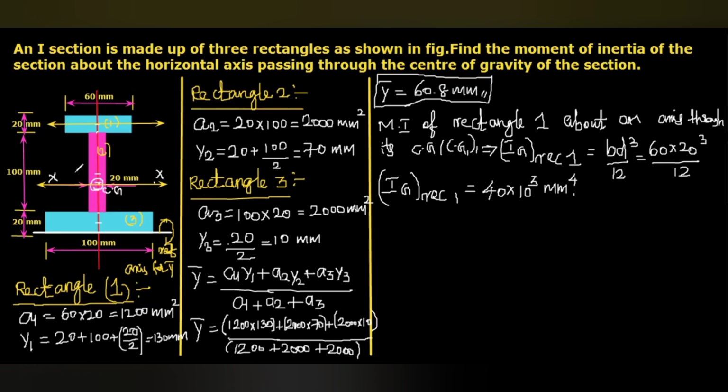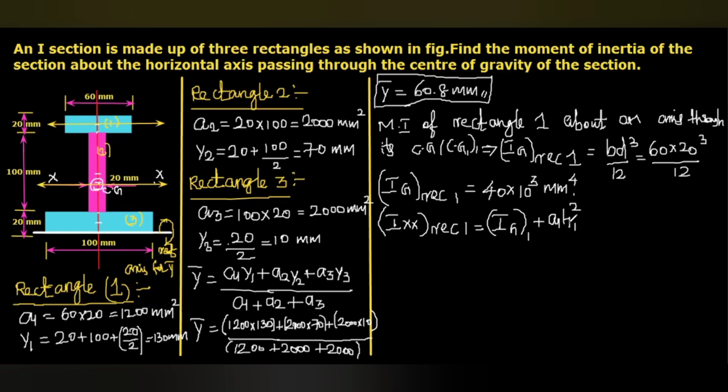As per the parallel axis theorem, Ix of rectangle 1. Okay. This is the moment of inertia of rectangle 1 with respect to the xx axis passing through the center of gravity. Okay. So this one will be IG of rectangle 1 plus A1 H1 square.